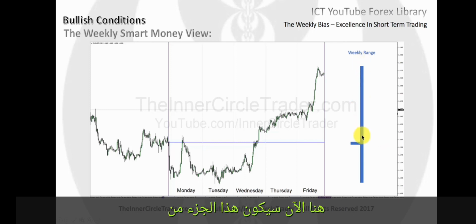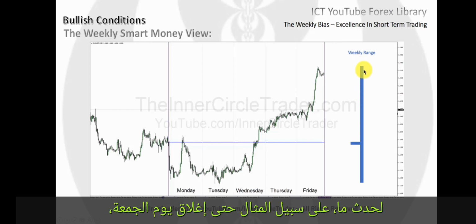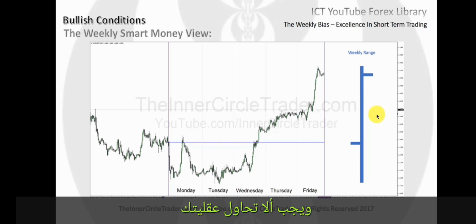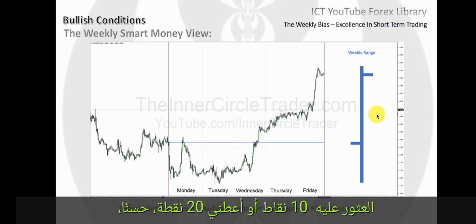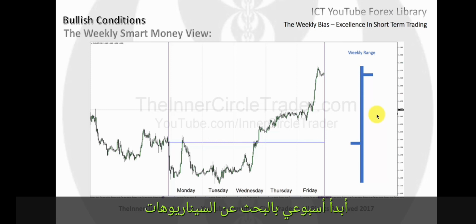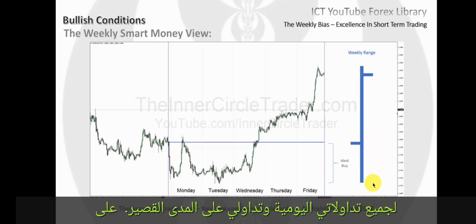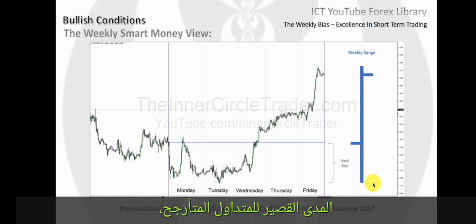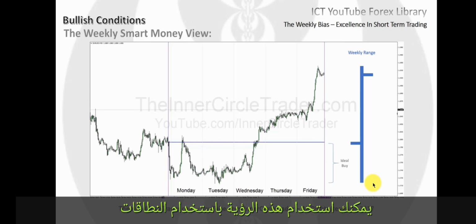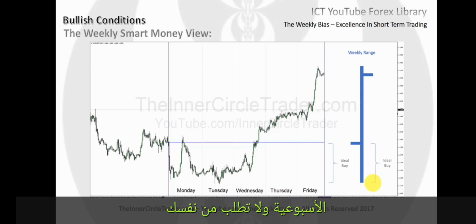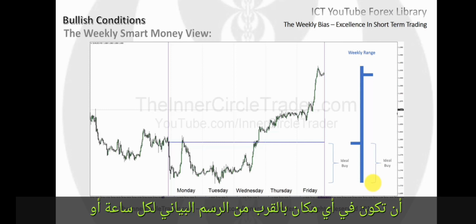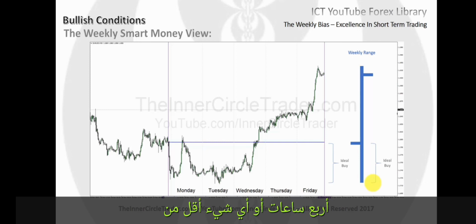Now, this portion of the weekly range is going to be what you're holding for, and eventually until Friday's close. Your mindset should be not trying to find 10 pips or give me 20 pips, okay? I start my week off looking for scenarios that get me in down below the opening price because I understand that below that opening price is the ideal entry point for all my day trades and my short-term trading. As a short-term to swing trader, you can use that insight using the weekly ranges and not require yourself to be anywhere near an hourly or 4-hour chart or anything less than that.